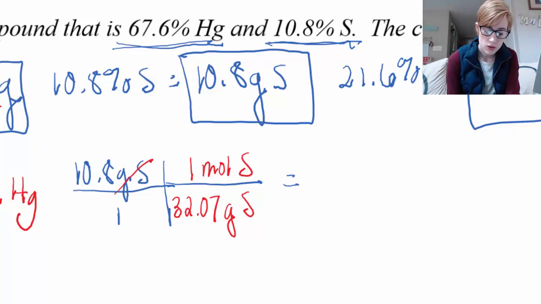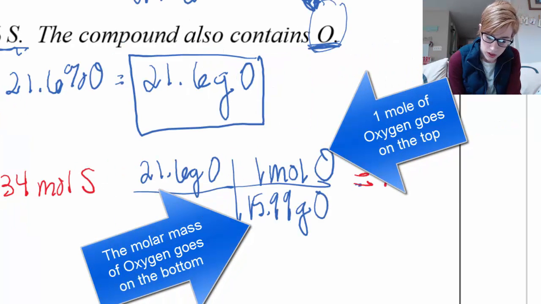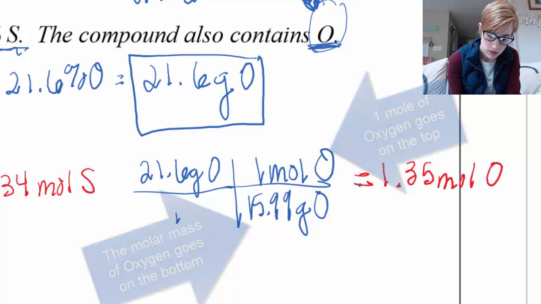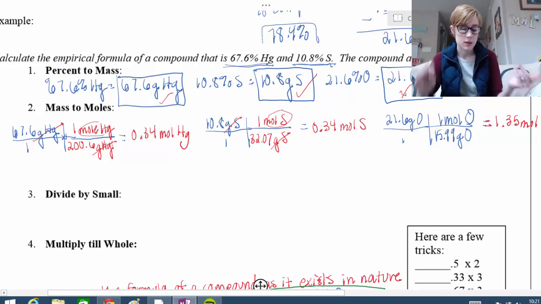I cancel out the grams, so I'm left with moles. And when I do this math, I get 1.35 moles of oxygen. So I've done grams to moles. Sorry, that was supposed to be a check mark. So I've done step 1 and I've done step 2.